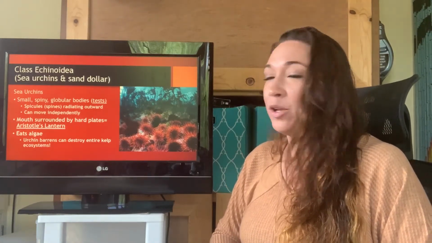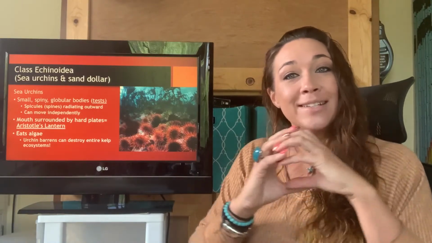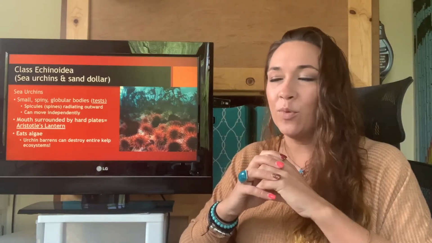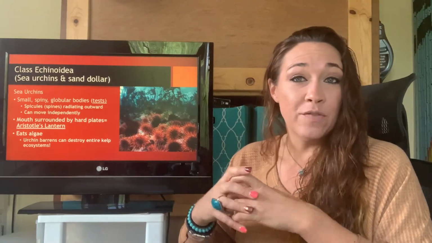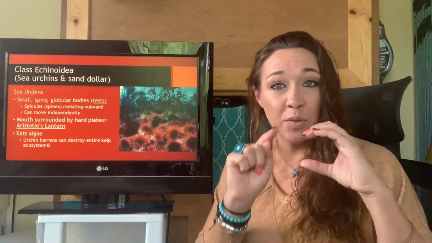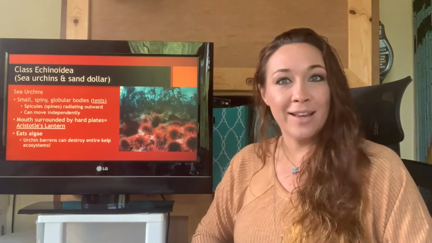Let's see. Their little globular bodies are inside a kind of shell-like thing, which I do say shell-like because it's known as a test. So you can find urchin tests. They basically look like round little balls with little bumps on them. In fact, I think I have one to show you guys.